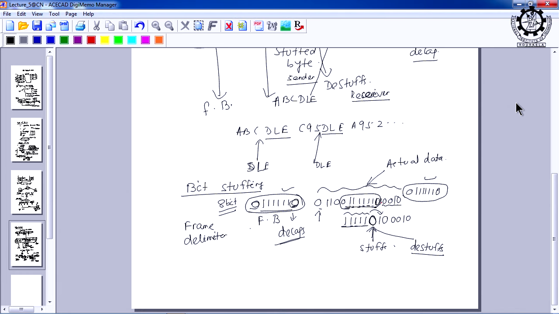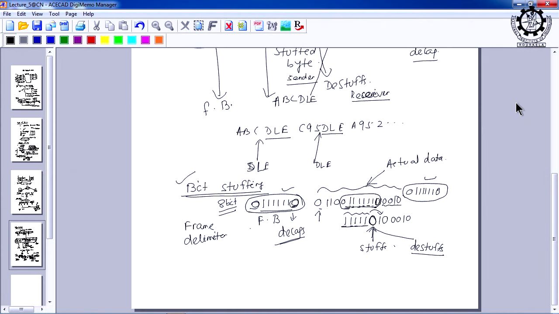And this is very popular. In every framing technique, any packet or frame boundary technique, this bit stuffing method is used, where a single 0 is stuffed after every 5 consecutive ones by the sender side, and the same is de-stuffed by the receiver, and the rest of the data continues as it is. This is your framing technique.